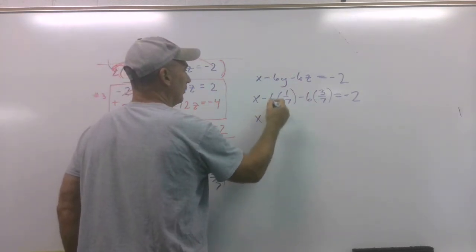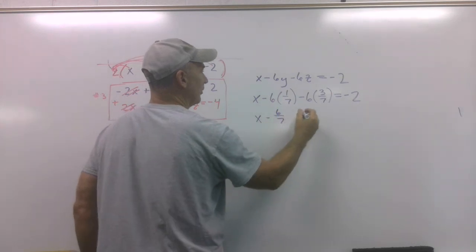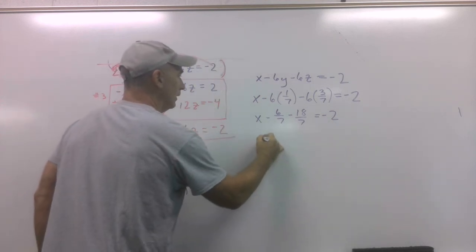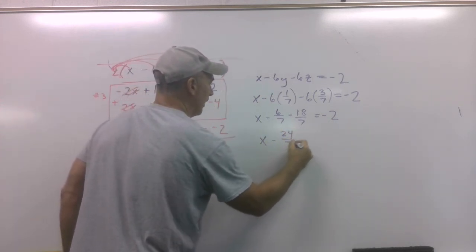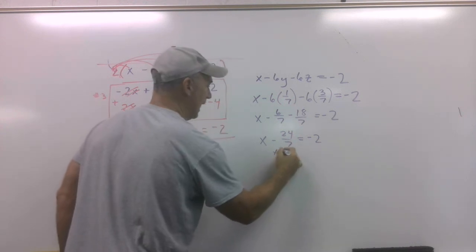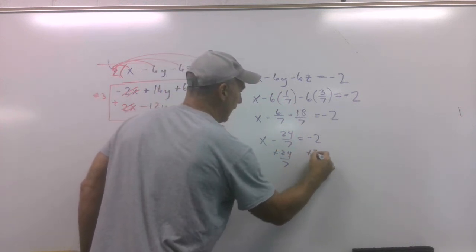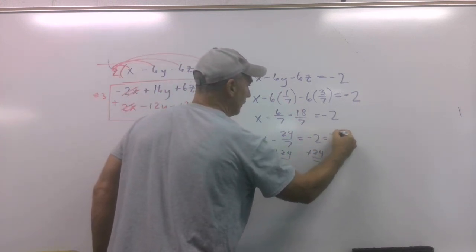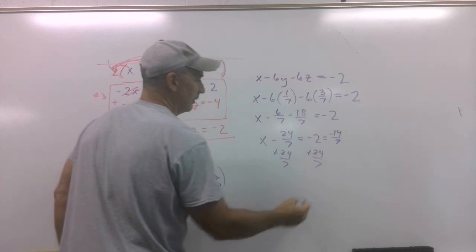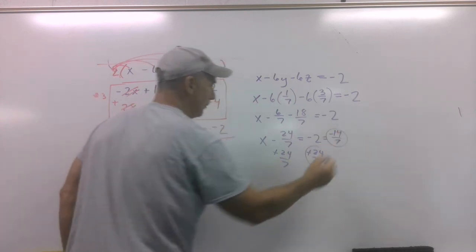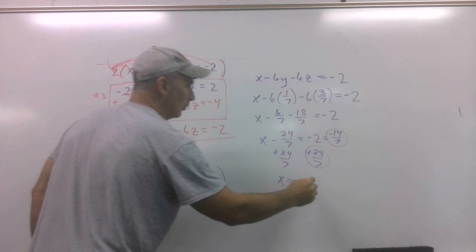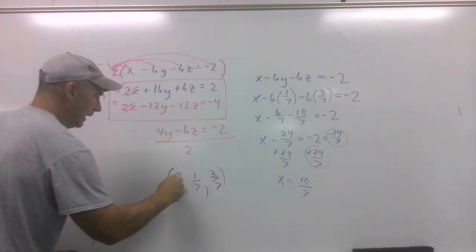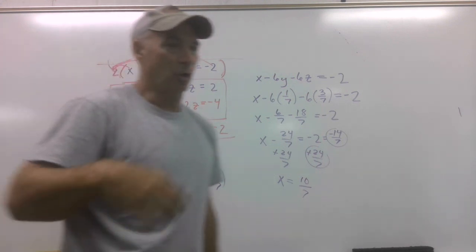So x minus 6/7 minus 18/7 equals negative 2. X minus 24/7 equals negative 2. So I have to add 24/7, add 24/7. But notice, negative 2 is the same thing as negative 14/7. Now I'm going to add these two together because I got common denominators, grand finale, x equals positive 10/7. And I'm done.